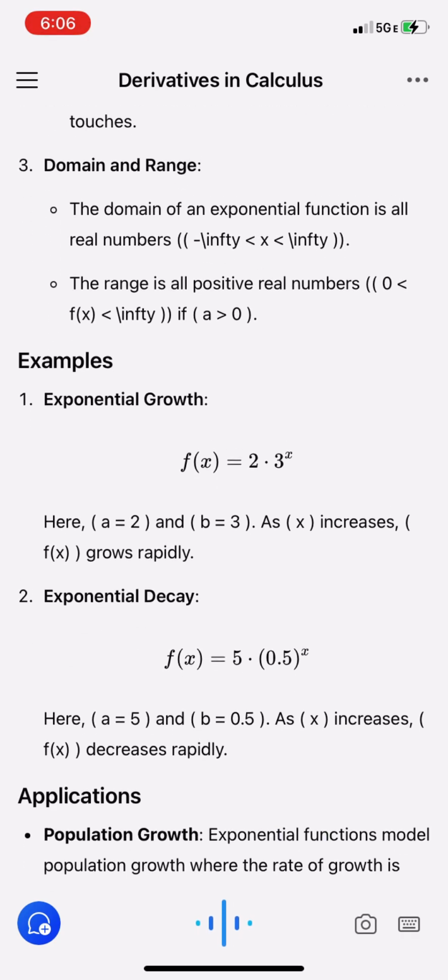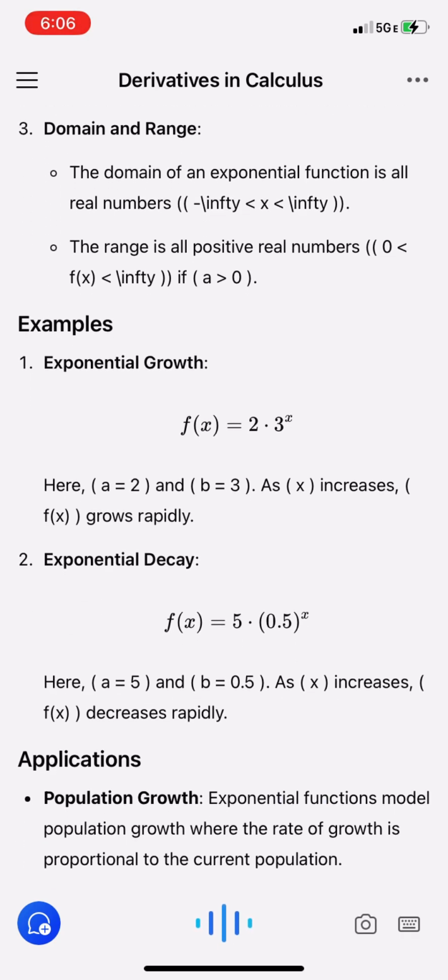Domain and range. The domain of an exponential function is all real numbers, negative infinity to infinity. The range is all positive real numbers, 0 to infinity, if a is positive.